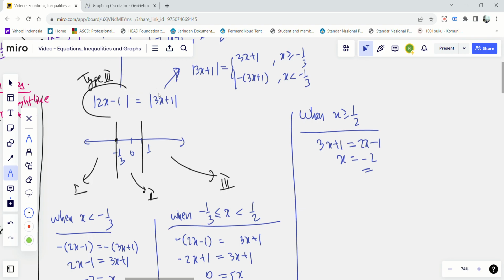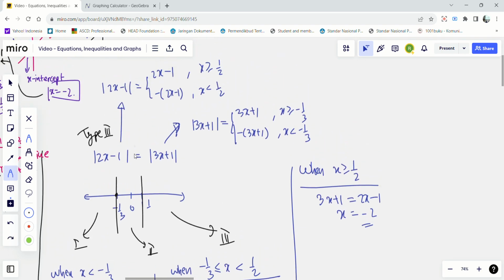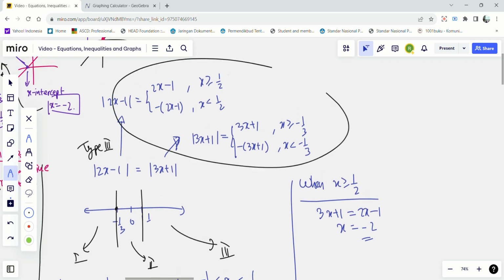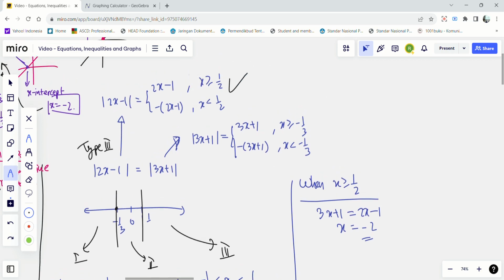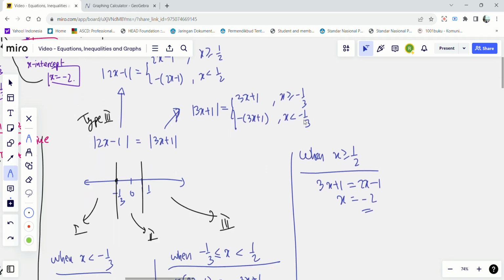Modulus 2x minus 1 equals modulus 3x plus 1. So same thing, but since we have two modulus functions, we have to have these two. We already have the first one. Let's make it for the second one as well. So here, already present for you.